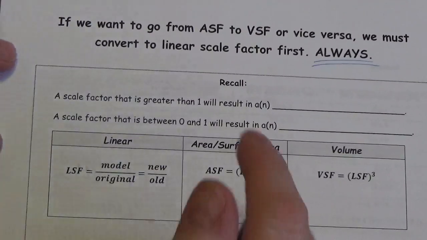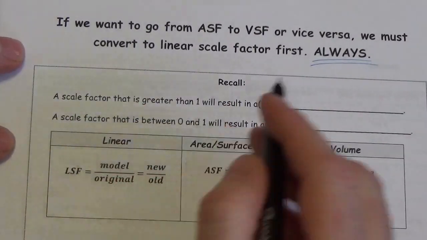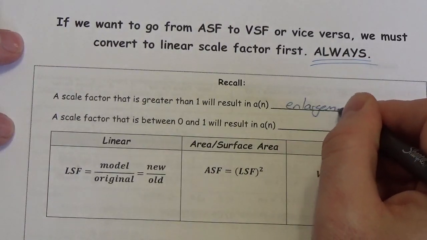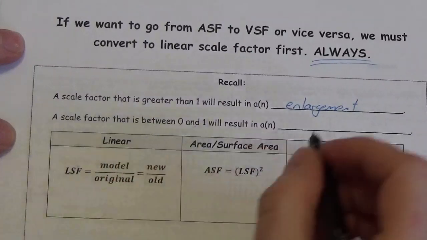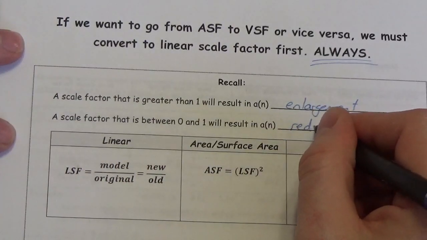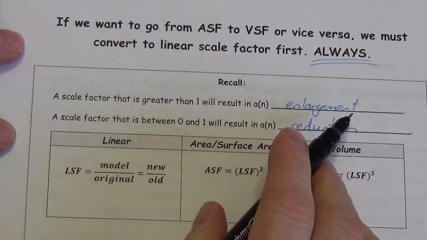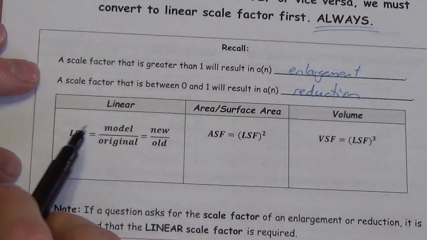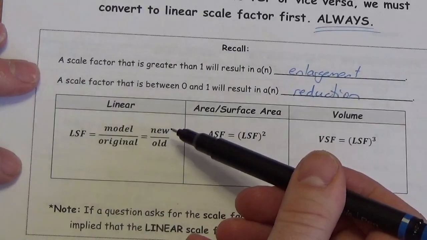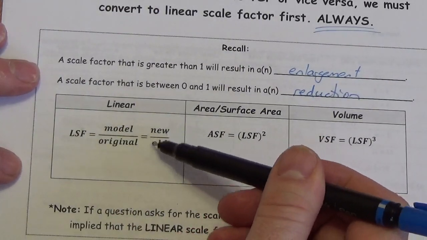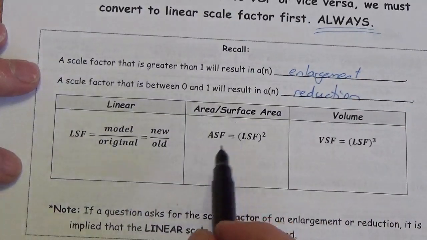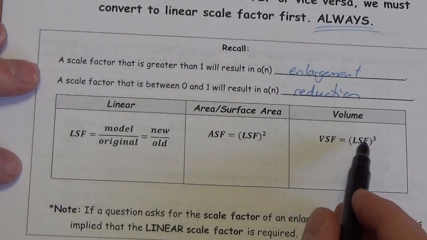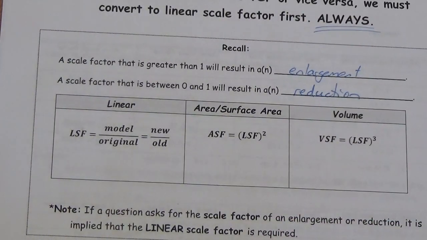So now, let's think back here. A scale factor that is greater than one will result in an enlargement, and a scale factor that is between 0 and 1 will result in a reduction. So getting bigger, and if the scale factor looks like that, it's going to get smaller. Remember the relationship here? The linear scale factor is the length of the new object compared to the length of the old object. If you want to go to the area scale factor, you simply square the linear one. And if you want the volume scale factor, you cube the linear one.